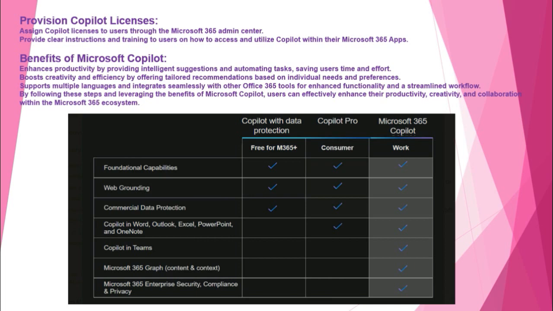Benefits of Microsoft Copilot. Enhances productivity by providing intelligent suggestions and automating tasks, saving users time and effort. Boosts creativity and efficiency by offering tailored recommendations based on individual needs and preferences. Supports multiple languages and integrates seamlessly with other Office 365 tools for enhanced functionality and a streamlined workflow.